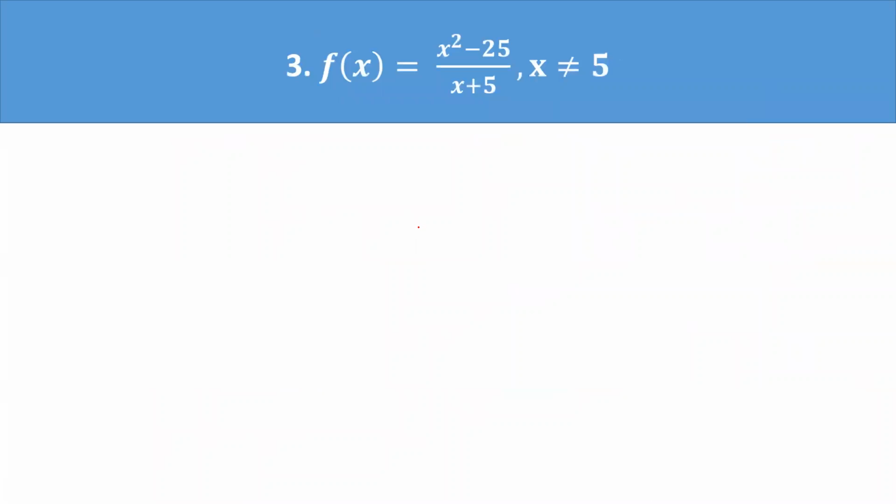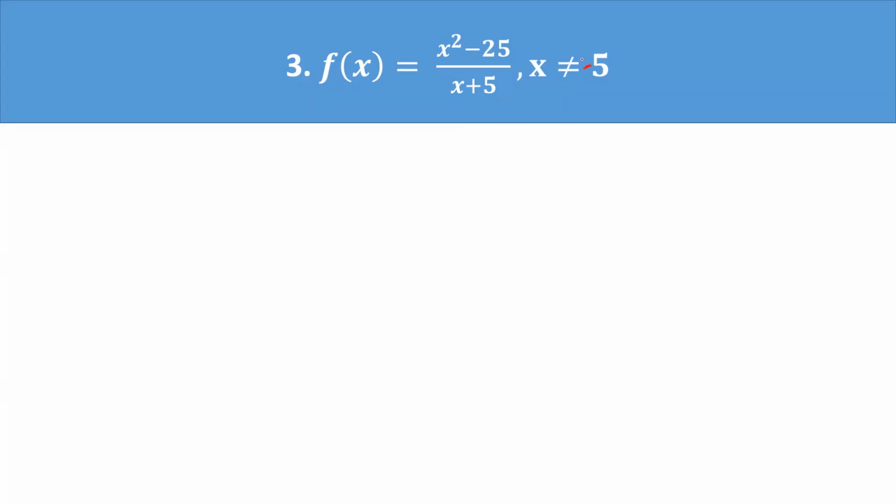So this is your next question. f of x is equal to x square minus 25 divided by x plus 5. Okay, there is a mistake, students. This is for x not equal to minus 5.